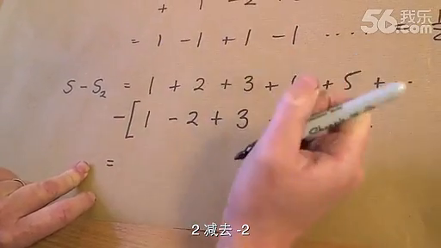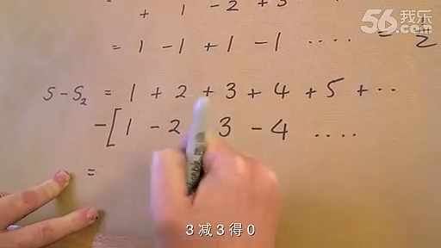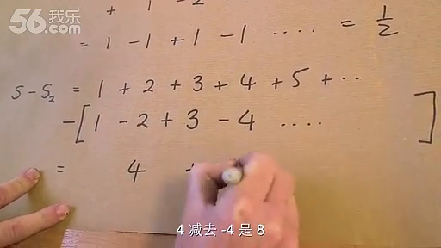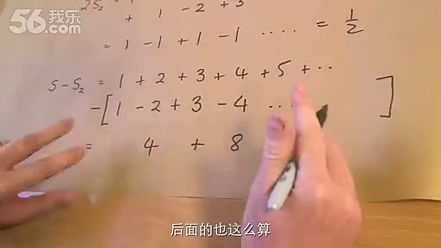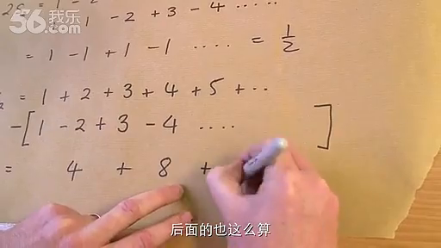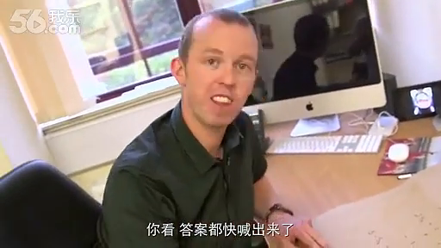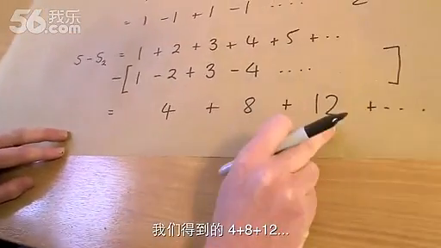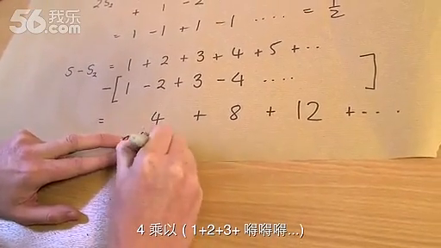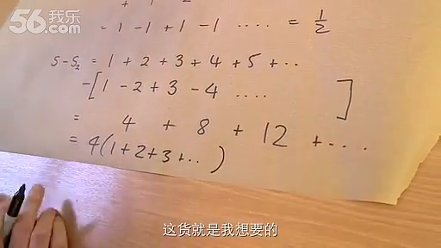2 minus minus 2 is 4. Okay, 3 minus 3, 0. 4 minus minus 4 is 8. And so on. And the next one, from the 5s, I get nothing. From the 6s, I get 12, and so on. And it proceeds in that way. And now you can see we're almost there now, right? Because look what I've got here. I've got 4 plus 8 plus 12. If I take a factor of 4 out, it's 4 times 1 plus 2 plus 3. Okay? It's my sum that I wanted.